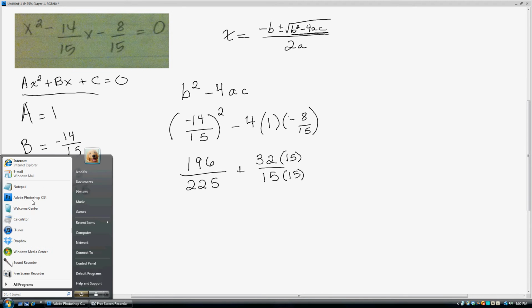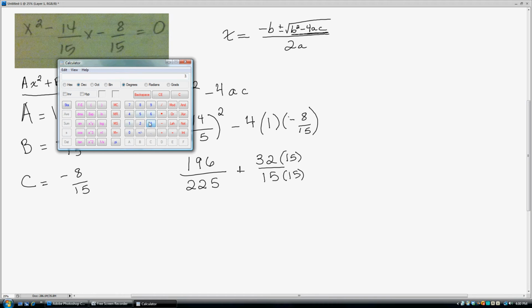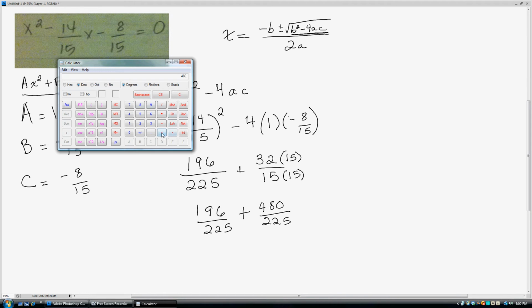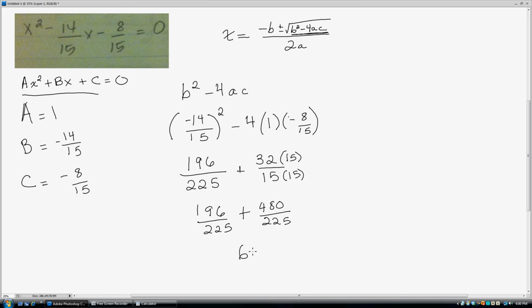Alright, I'm going to grab my calculator for the 32 times 15, that is 480. Okay. Now, again, I'm going to go to the trusty calculator and add this up. So the 480 plus the 196, and it does give me 676 over 225, and that's our discriminant.